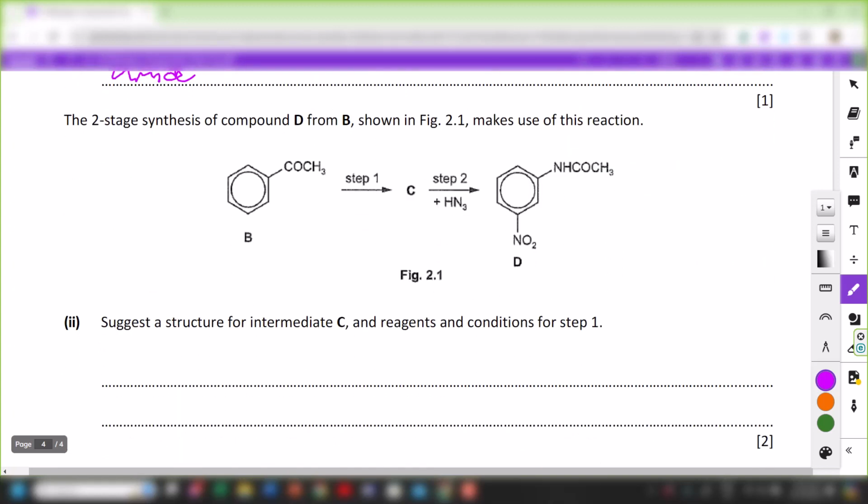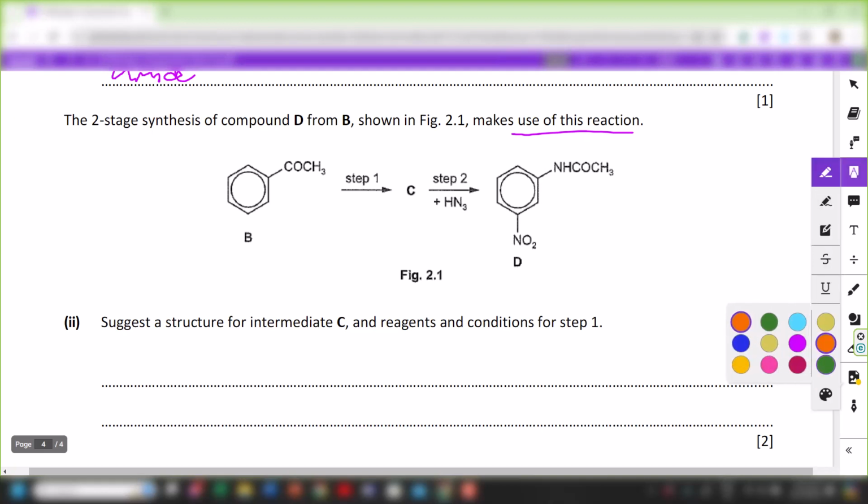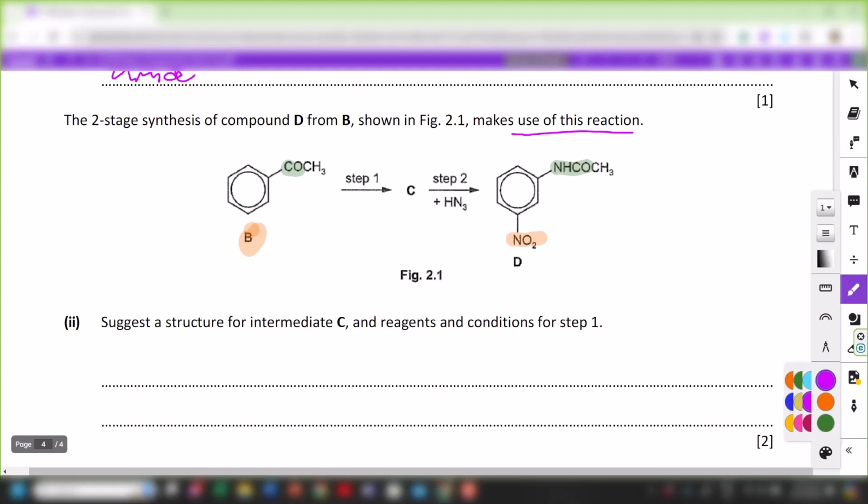Then we have a 2-stage synthesis of compound D from B. So D from B, and then make use of this reaction. The keyword is "make use of" this reaction. Suggest a structure for intermediate C. You'll notice that what is similar is that B is a ketone, and then eventually you get an amide, right? But they introduce an NO2 somewhere here, into the third position. And the keto group is electron withdrawing, so when they introduce the group into the third position, it will be under electron withdrawing conditions. So I think that makes perfect sense.